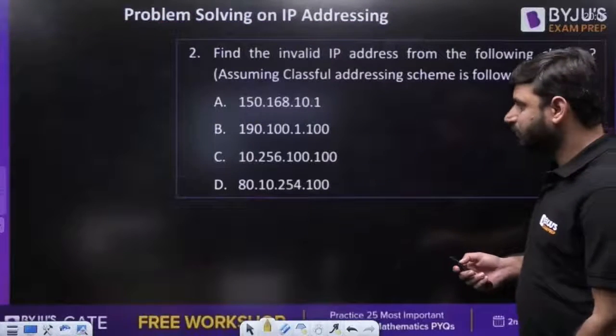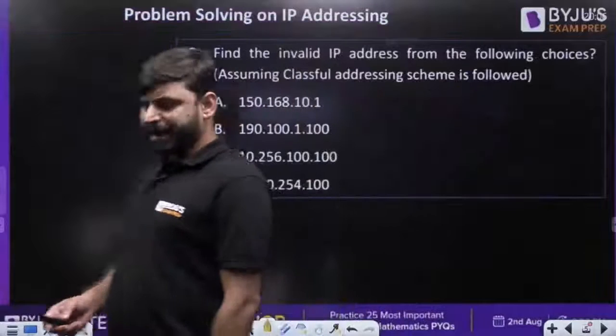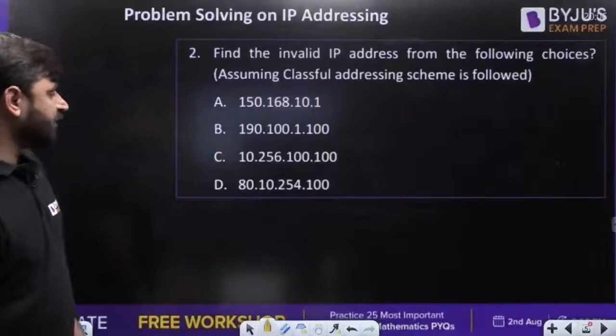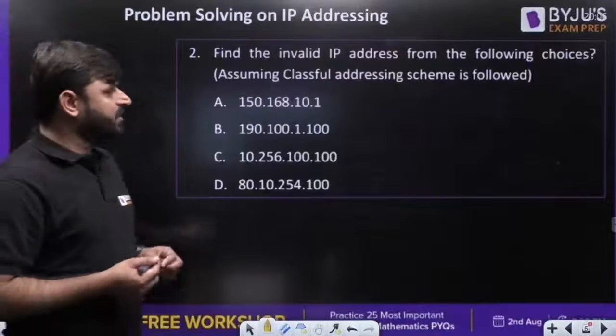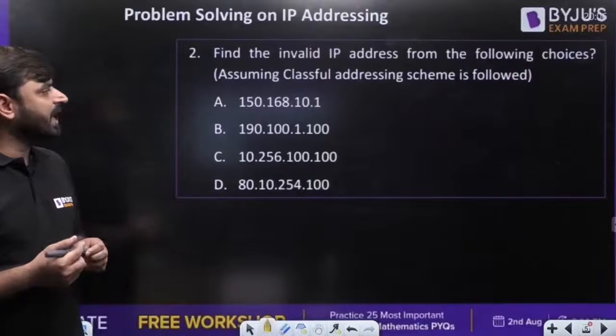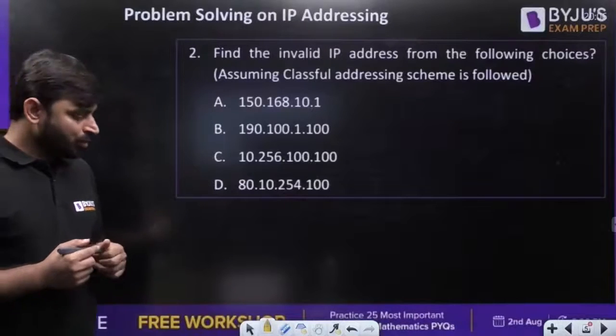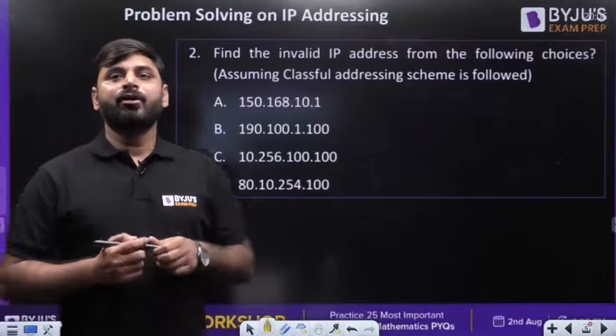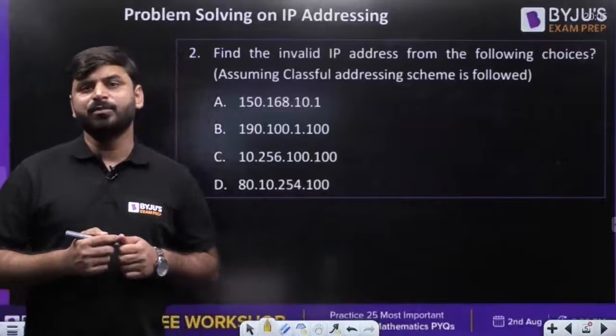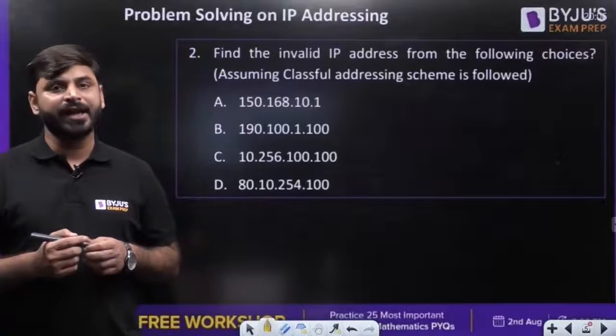Good, good, good. Now you can see the next question, my dear friends. Find the invalid IP address from the following choice, assuming classful addressing scheme is followed. So we are following the classful addressing. Which one is the invalid IP address?